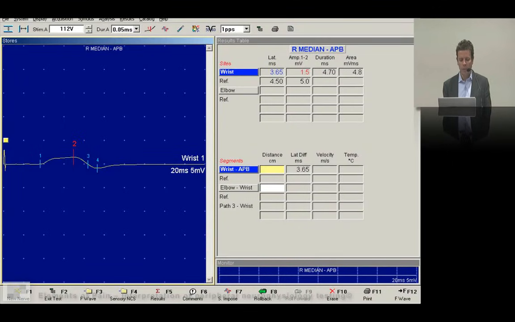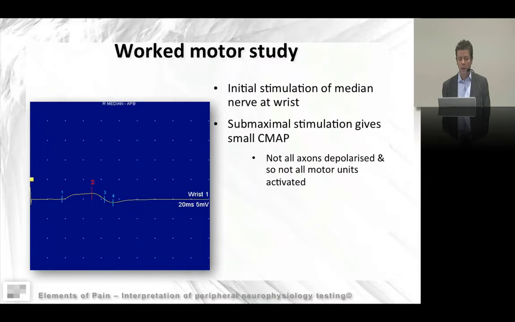So this is a real-life example of a test I've actually performed, and this is an initial response from a right median motor study, in which the amplitude looks small. When we have problems with reduced amplitude, you may be suspicious that there might be an axonal problem here. But in fact, the issue is that this is not supermaximally stimulated. So we haven't depolarized all the axons, and so not all the motor units are activated.